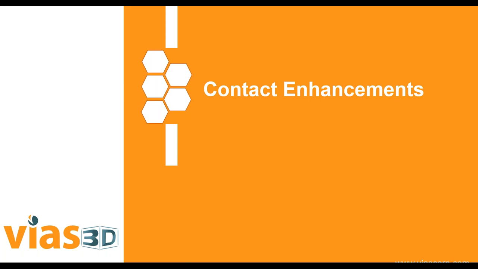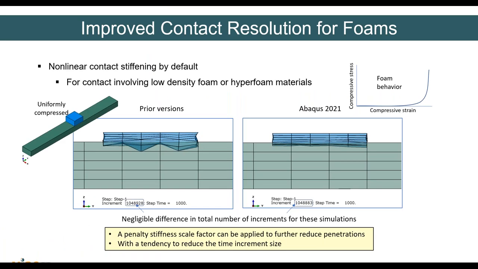And here, what we have is the contact enhancement. There are a great number of enhancements as far as contact is concerned. I have listed a few major ones. In the latest release of Abaqus, we have improved contact resolution for foam. This is applicable whenever you have foam and it's being compressed. In such a situation, the foam shows very soft behavior at the beginning, but as it starts compressing, it shows a much steeper behavior.